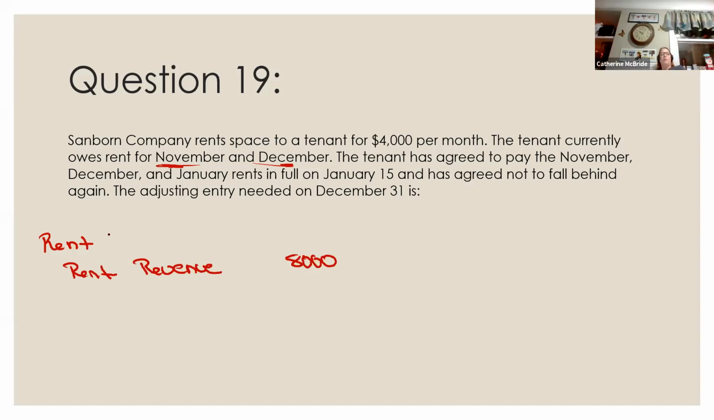We rented a space to somebody. They're paying us. So we've earned revenue, but we haven't received it yet. So if somebody owes us something and they're going to pay us later, what type of account is that? How about a receivable? Just like accounts receivable, except in this case, it's rent receivable because they're going to pay us later. Does that make sense?